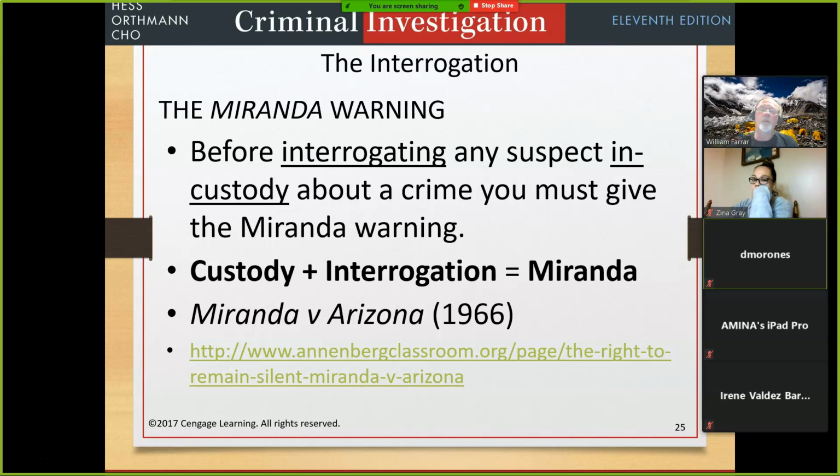All right, we already talked about Miranda. Here's the big thing. This is the important part of Miranda right here. Custody and interrogation automatically equals Miranda. If one of these is not there, I mean, you still can, but by law, you really don't have to unless both of those parts are there.